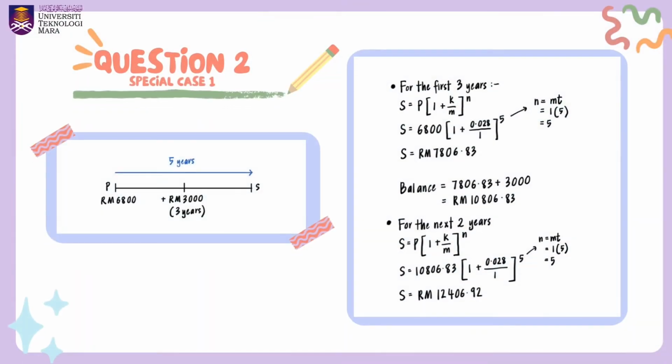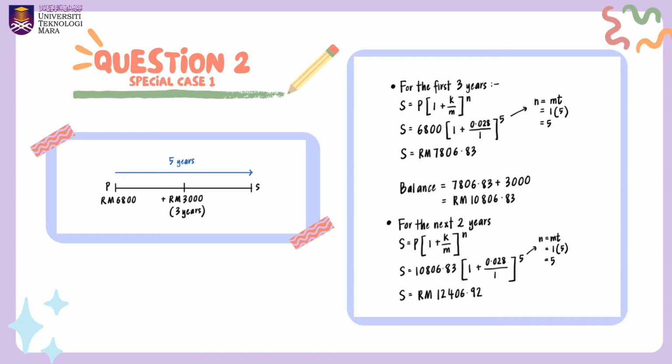For the first 3 years, we will use the formula S equals to P times (1 plus K over M) power of N. S will equals to 6,800 times (1 plus 0.028 over 1) power of 5. S will then equals to 7,806 and 83 cents. The balance will be 7,806.83 plus 3,000 will equals to RM10,806 and 83 cents.